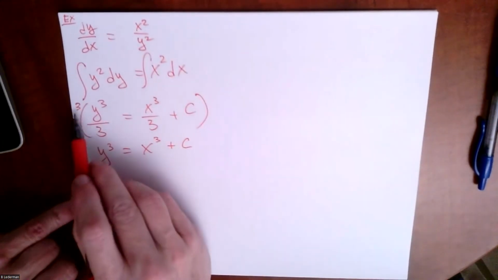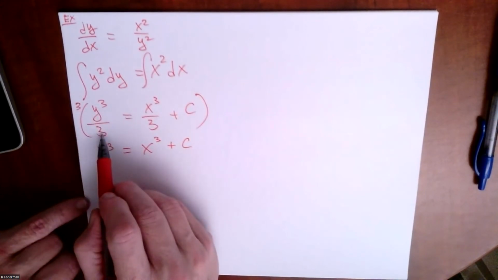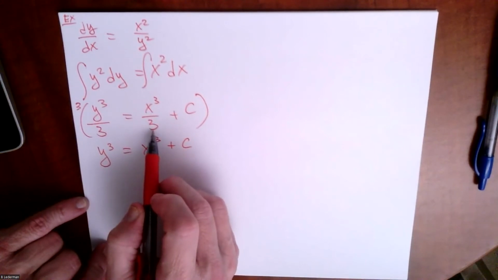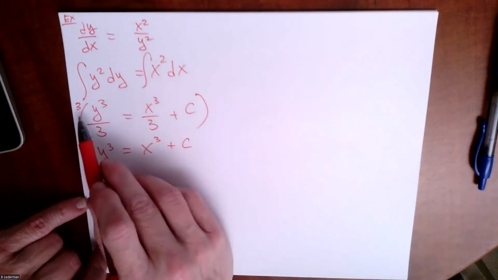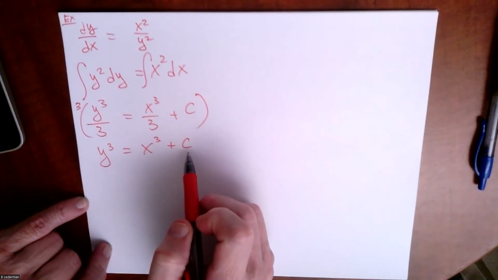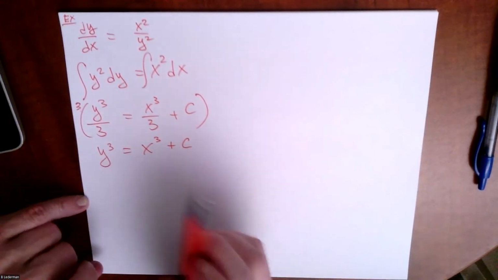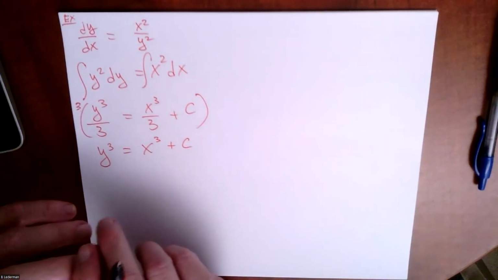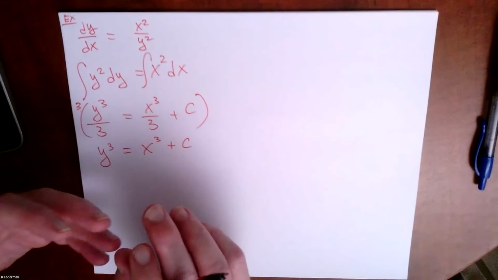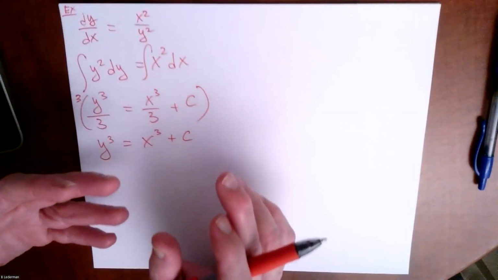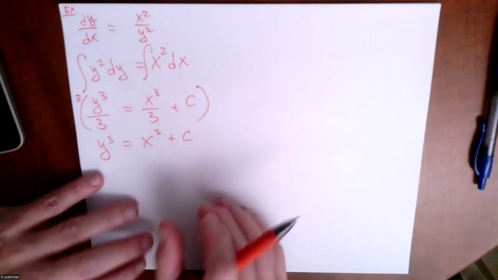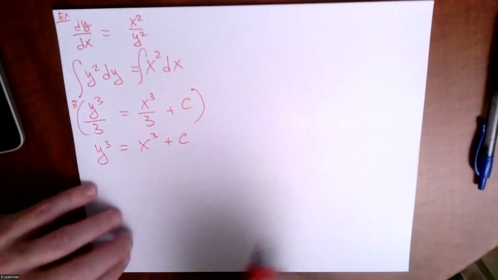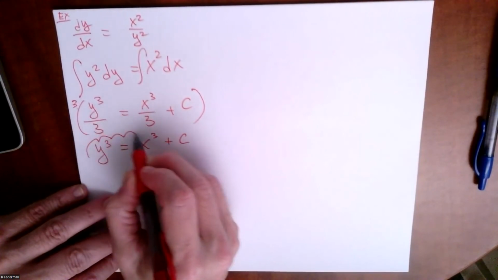Now, the 3 times y cubed over 3, so the bottom 3 cancels. But how come 3 times c? Shouldn't that be 3c? The answer is yeah, but this is another case of the constant getting absorbed into the c, because c is a random constant, so 3c is a random constant. So this is my solution right here.